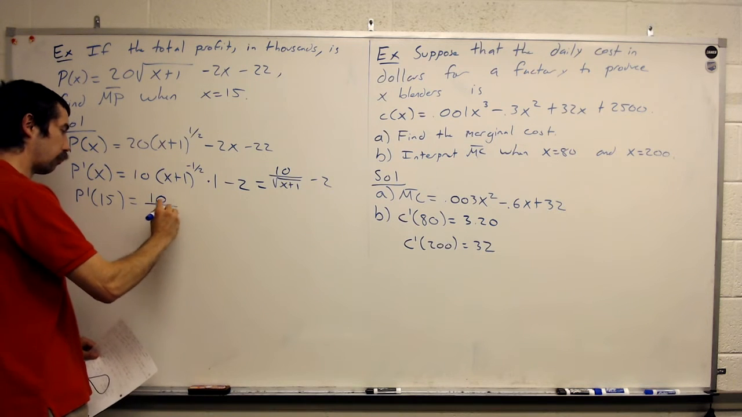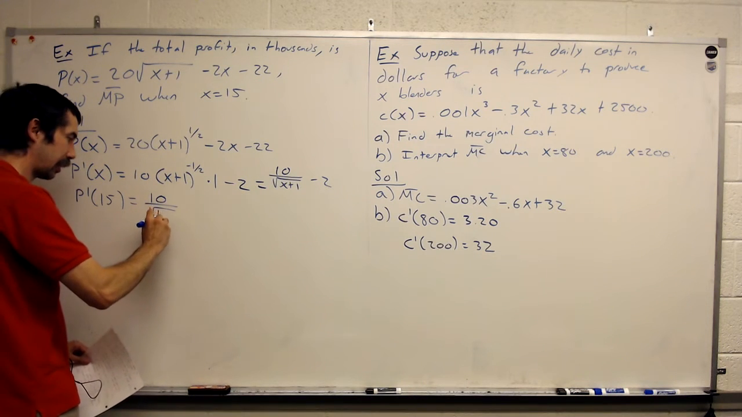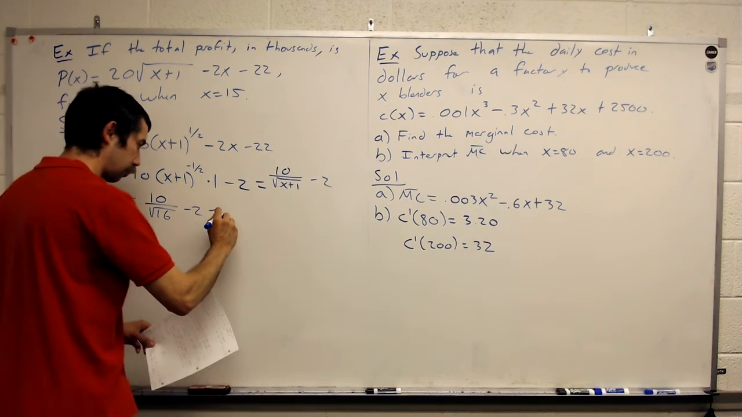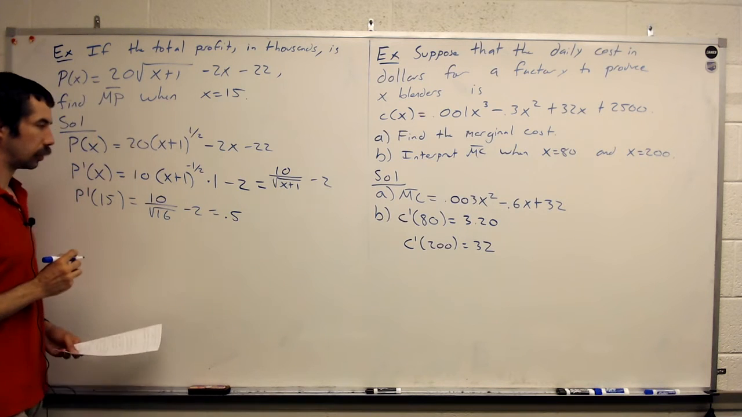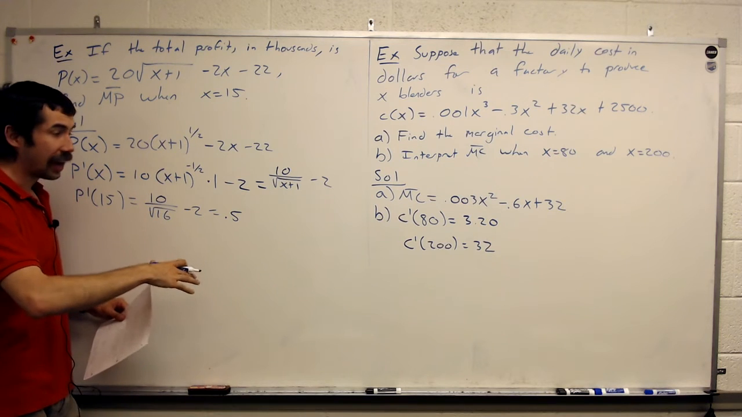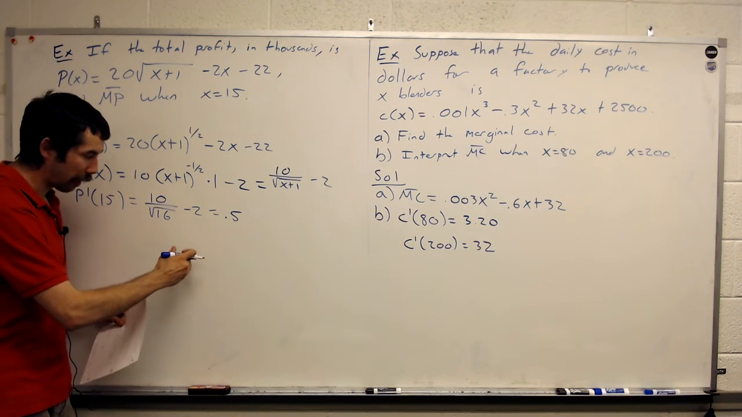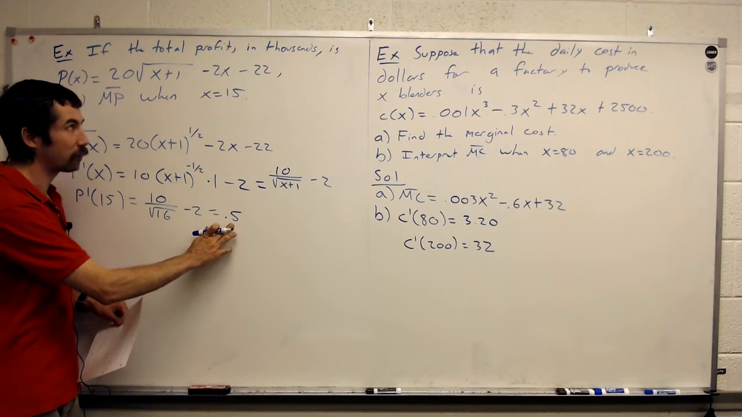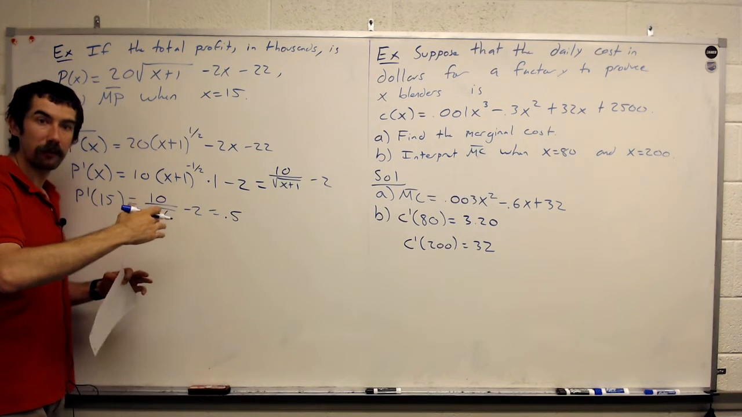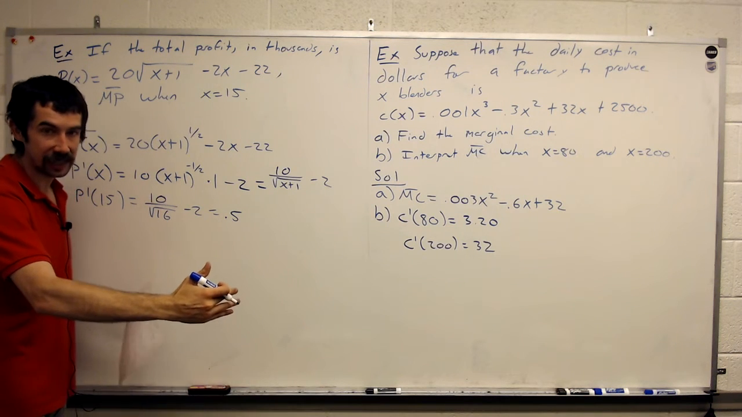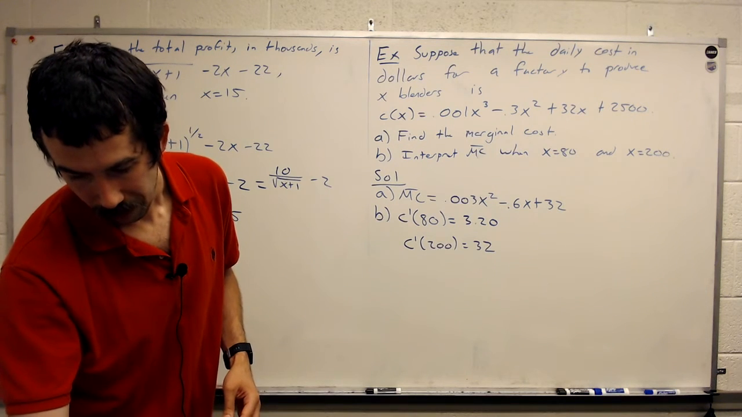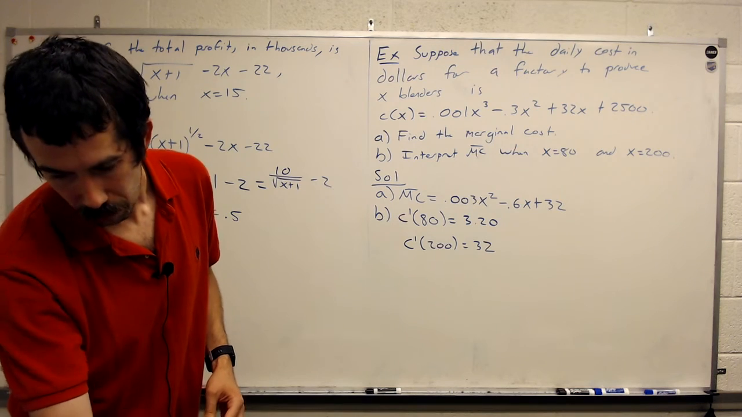But it's 10 over root 15 plus 1, which is 16, minus 2, which is equal to 0.5. So our profit increases when we go from that 15th to that 16th unit by 0.5 thousand. It increases by $500 from when we go from that 15th unit to that 16th unit. Okay, let's look at at least one more.